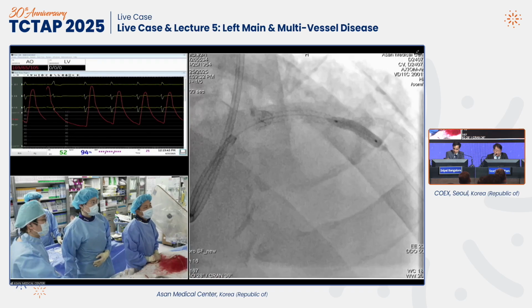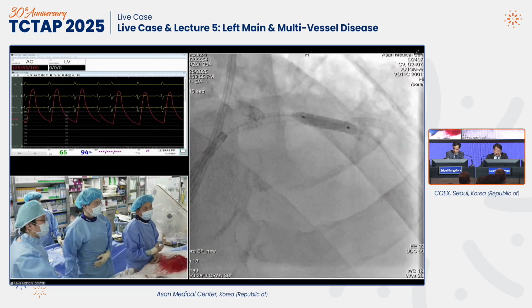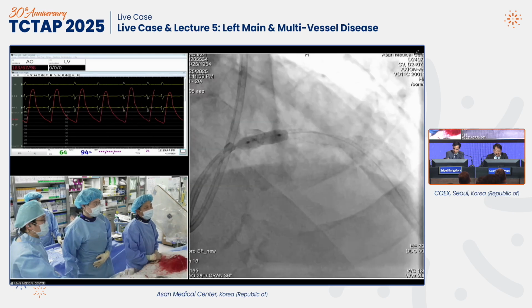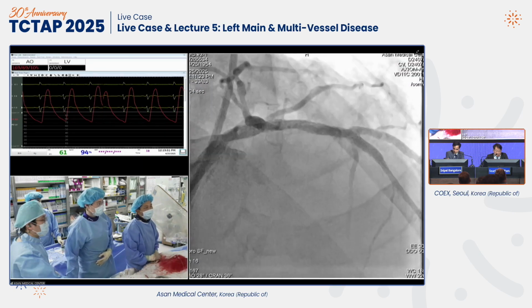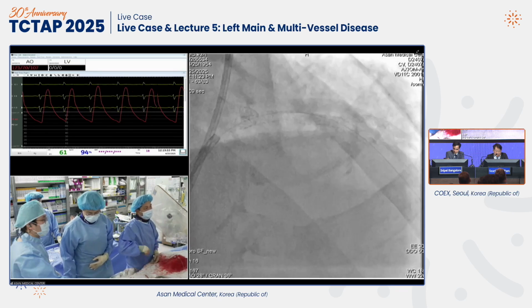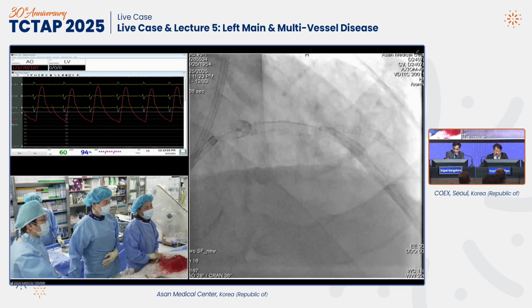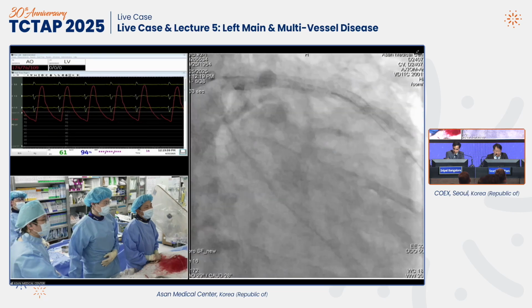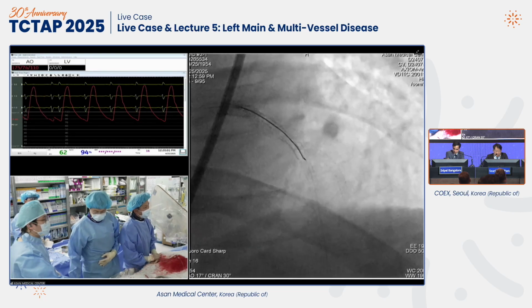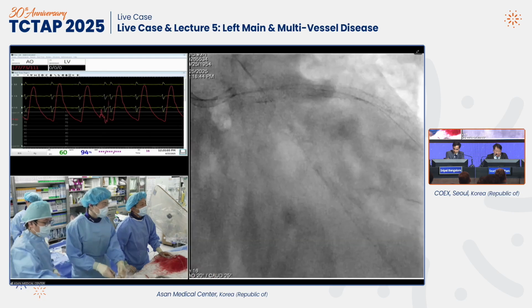And then optimization with a 3.5 and 4.0. And for the left main, I could see that there was some malapposition, so I applied a 4.5. And now we are here. I will check the angio.